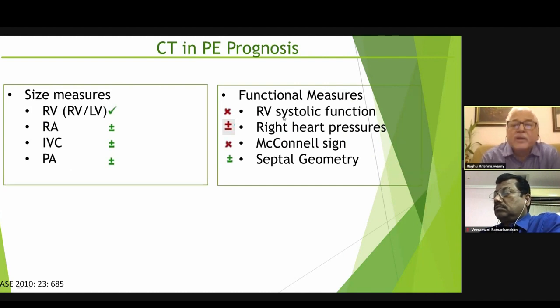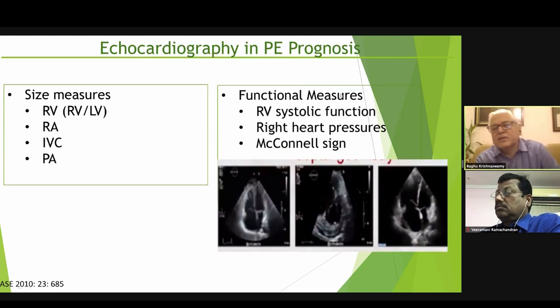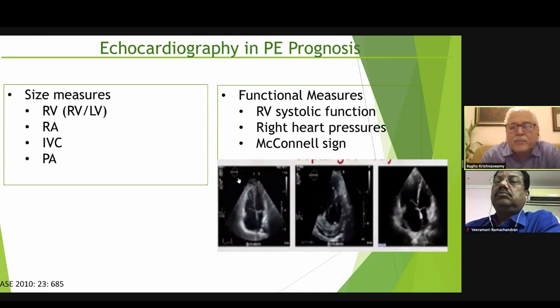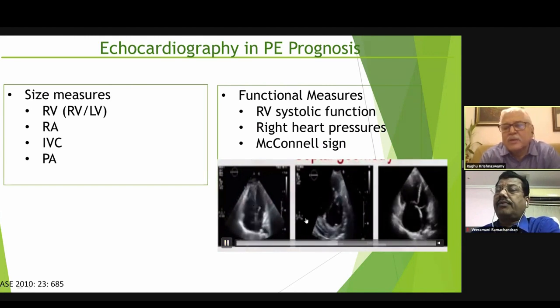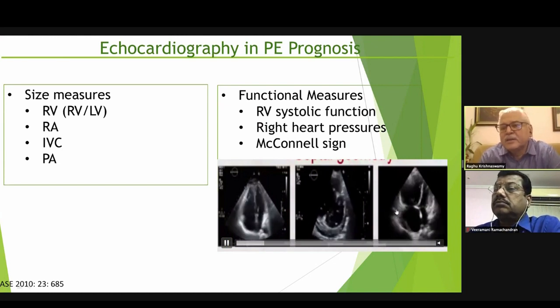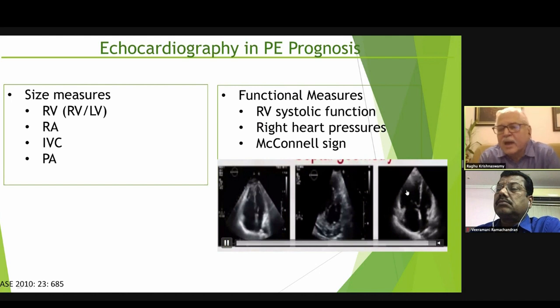But more important, what echo does is it gives you the RV systolic function. And as I mentioned earlier, it gives you the right heart pressures and also the McConnell sign. Now, if you see these three pictures, you will see that the RA is dilated, the RV is normal here. Here the septum is flattened, and here you can see that the RV is dilated, the apex is contracting, and the base is hardly contracting. It's what is called the McConnell sign.